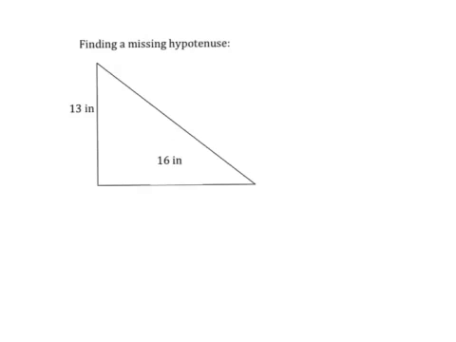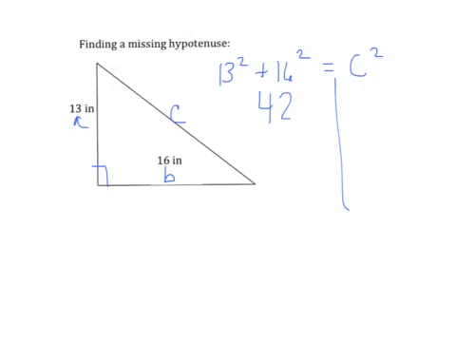To find the missing hypotenuse, now I would say a is 13, and b is 16, and c is what I'm looking for. So I'll have 13 squared plus 16 squared equals c squared. On my calculator, 13 squared plus 16 squared is 425, equals c squared, and then I'll need to take the square root of 425, so I can get the c by itself, and I'll have approximately 20.6.